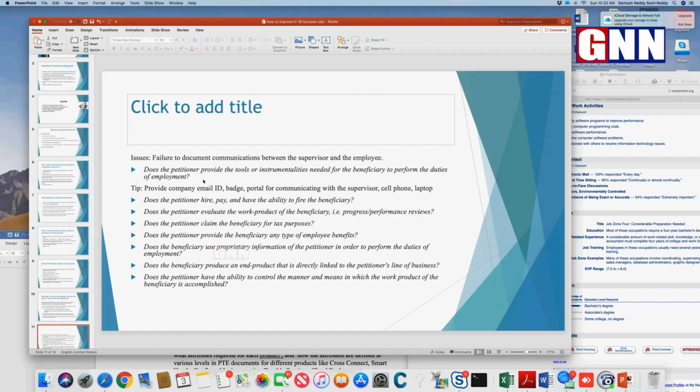Also, review the contract agreements and the vendor letters. Make sure that it clearly says that the petitioner is the one who has the ability to hire, fire, and also assign the beneficiary to a different position.